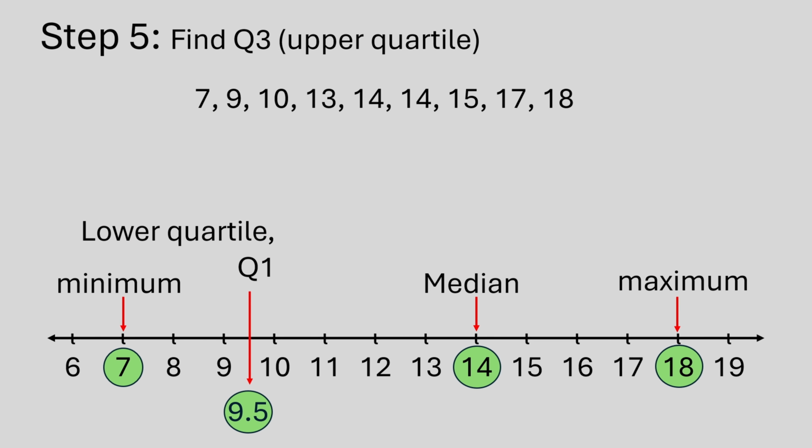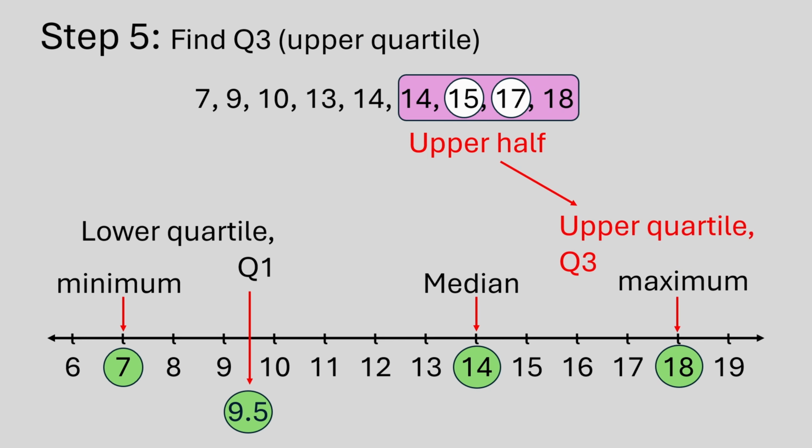Step 5. Find Q3, upper quartile. Q3 is the median of the upper half. The upper half is 14, 15, 17, 18. The middle numbers are 15 and 17. Q3 is (15 plus 17) divided by 2. So the upper quartile Q3 is 16.